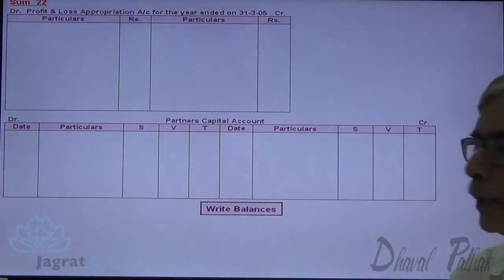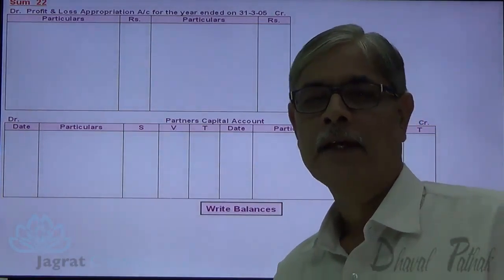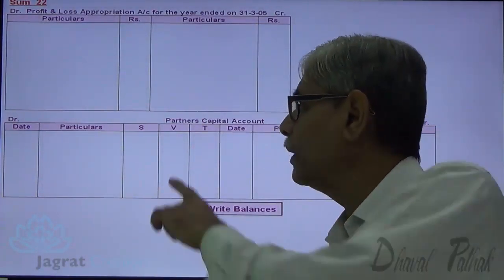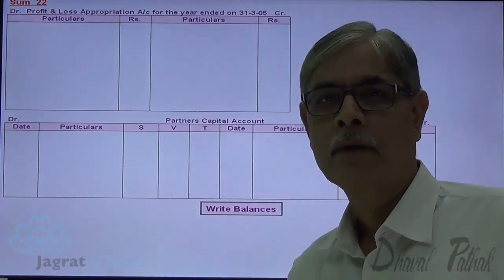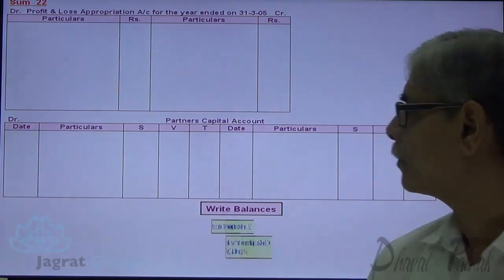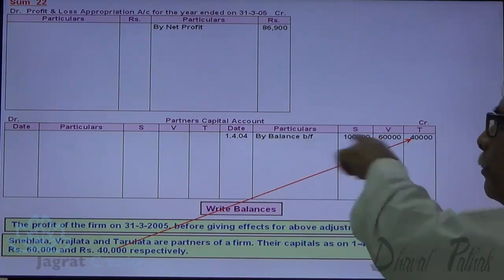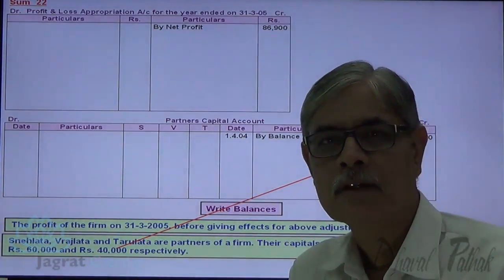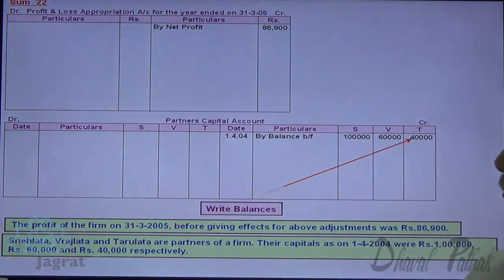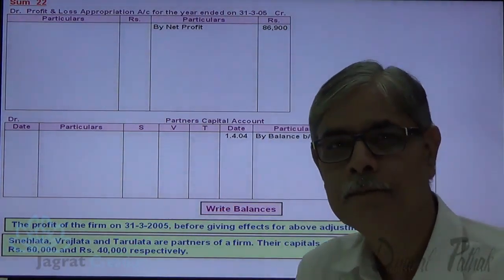Here I will prepare profit and loss appropriation account. Here I am going to prepare capital account of Snehalata, Vrajlata and Tarulata. I have written abbreviation SVT for my convenience. Balance of profit and loss account 86,900 recorded to the credit side of profit and loss appropriation account. Capital balance 1,60,000, 60,000 and 40,000. Balance brought forward to the capital account of Snehalata, Vrajlata and Tarulata. This is how the balances are recorded.